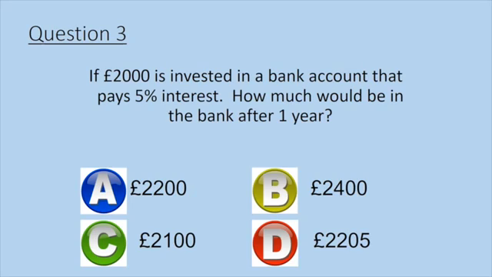Well, if 10% is 200, then 5% will be £100, and then go back to the question, which is you've got to add that interest to the 2,000, so it's £2,100.